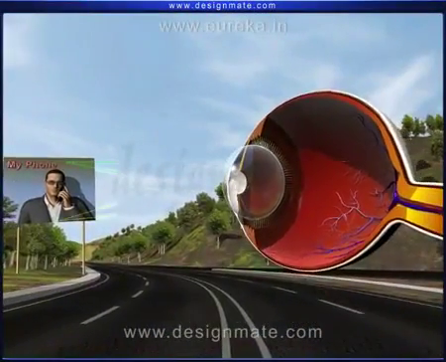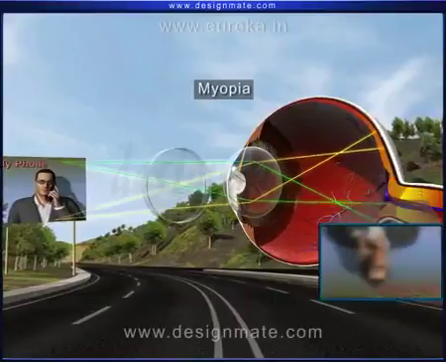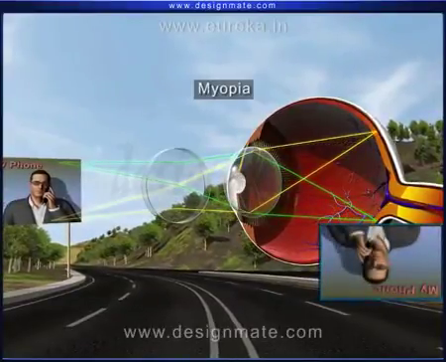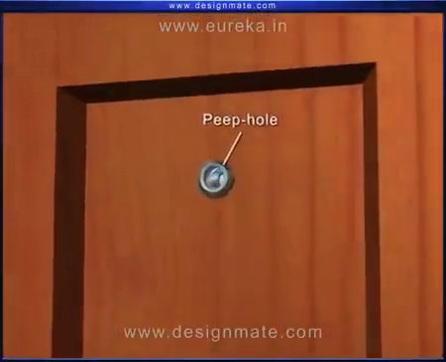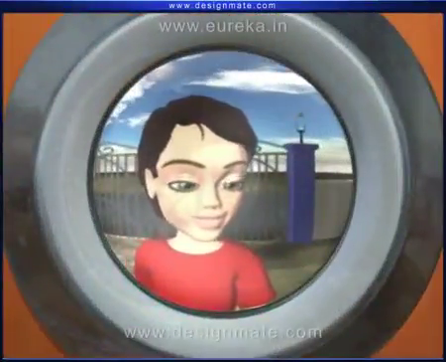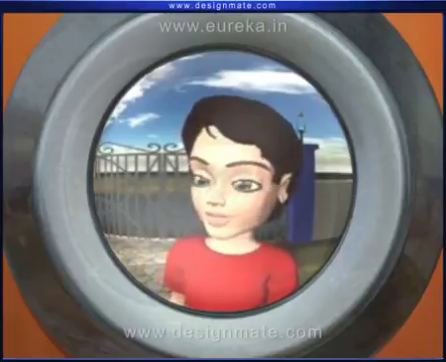Concave lenses are used to correct short-sightedness in people suffering from myopia. Concave lens is also used in peepholes of doors to get a minimized image of the person on the other side of the door.